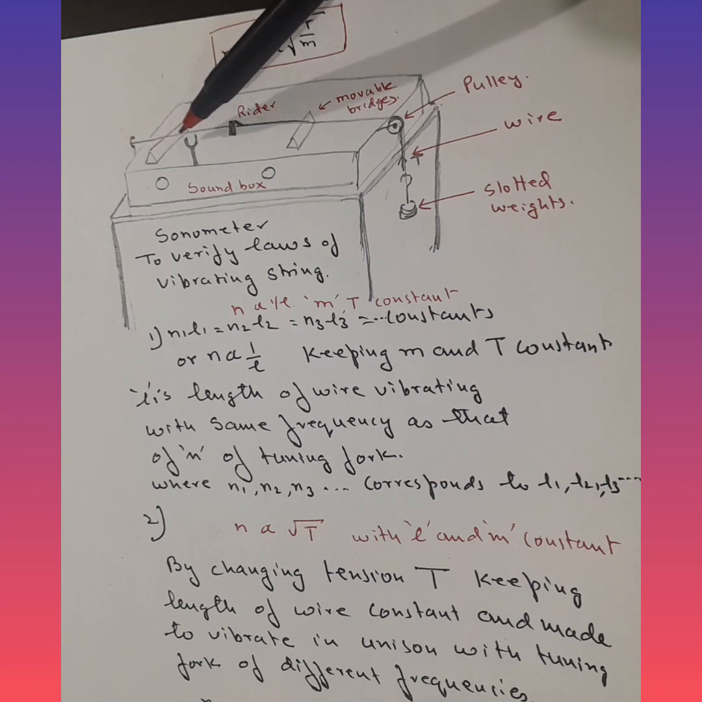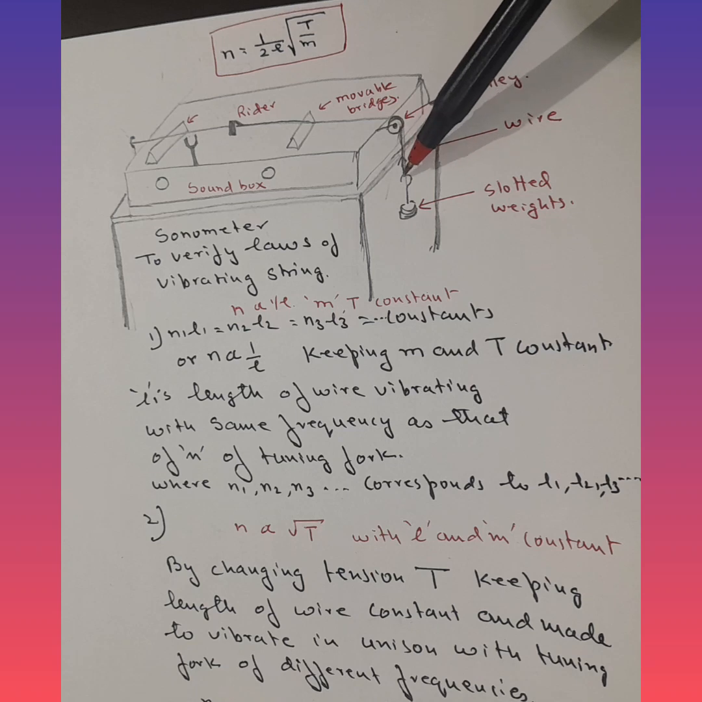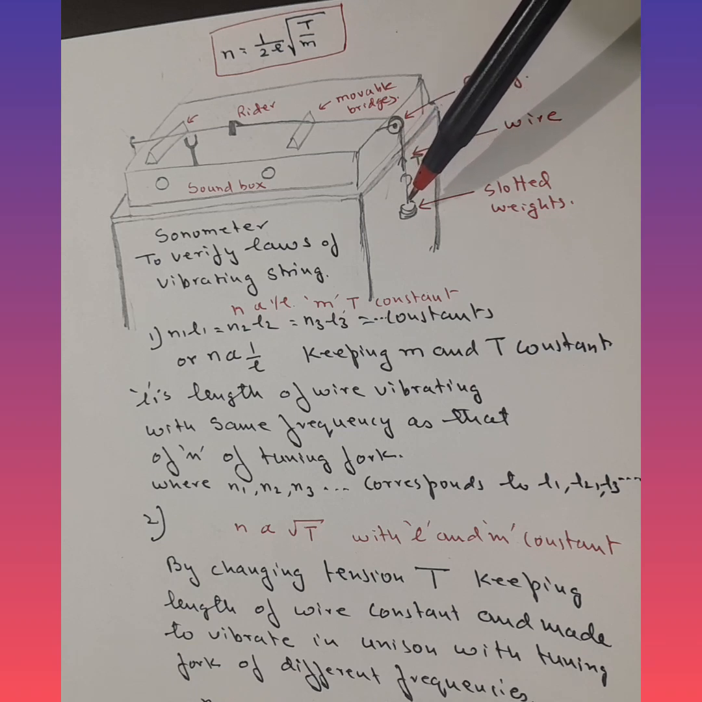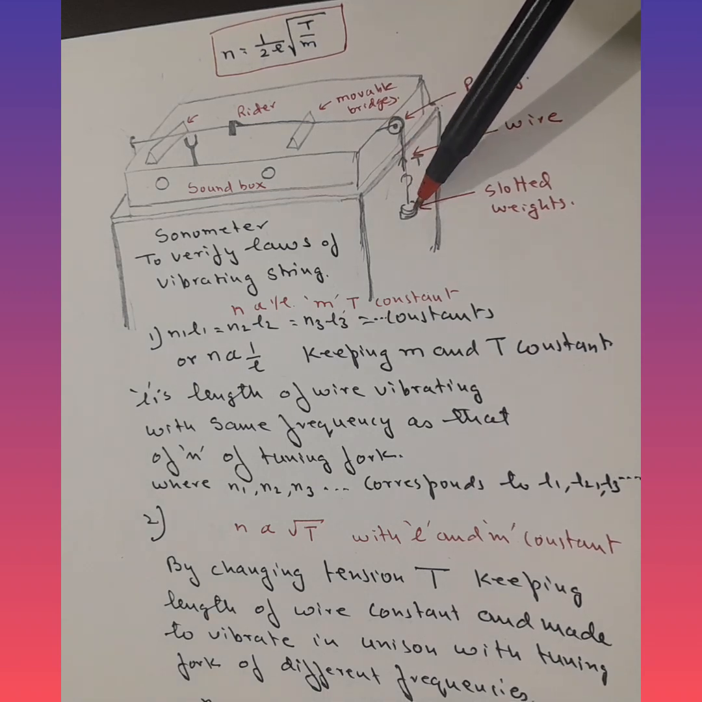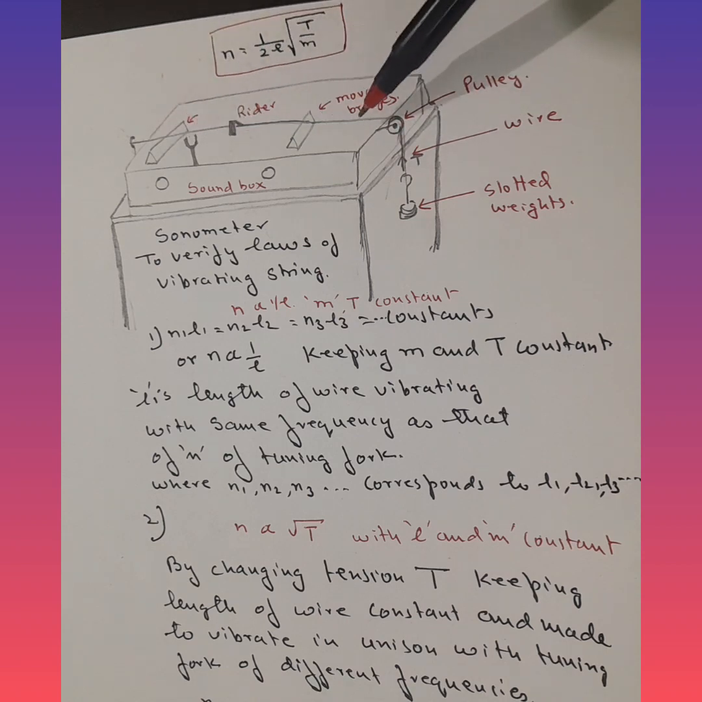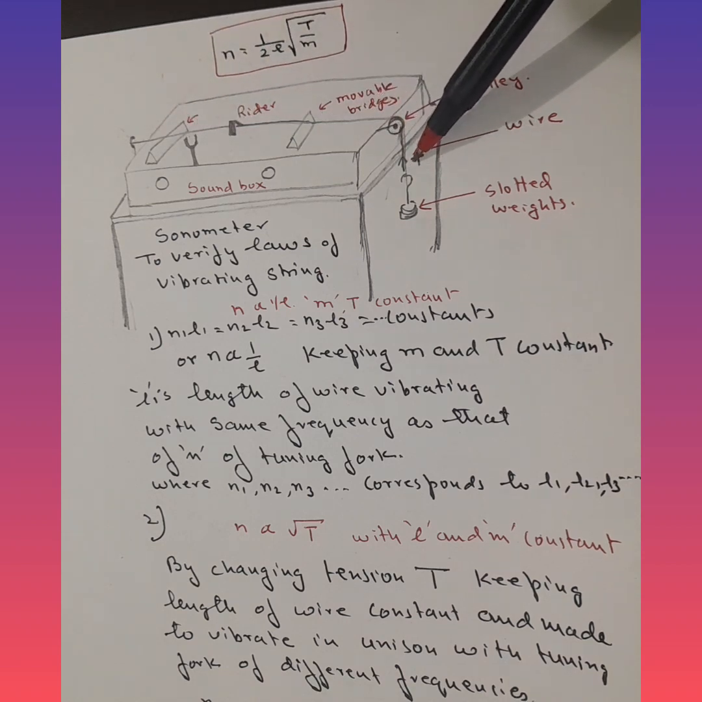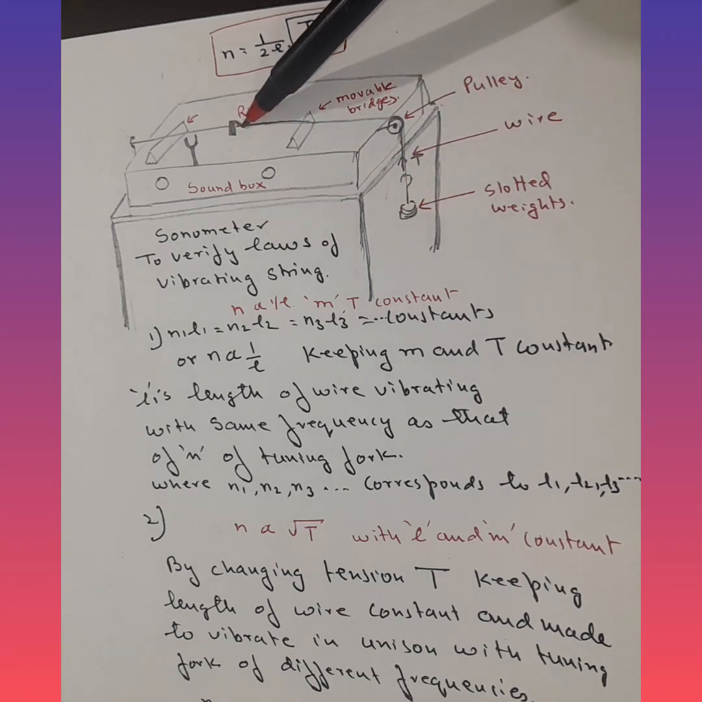There's a string passing through these bridges, round the pulley down there, attached to slotted weights with the help of a hook. Now this slotted weight keeps the string stretched owing to the tension of the slotted weights. Alright. Okay, there's something called a rider.